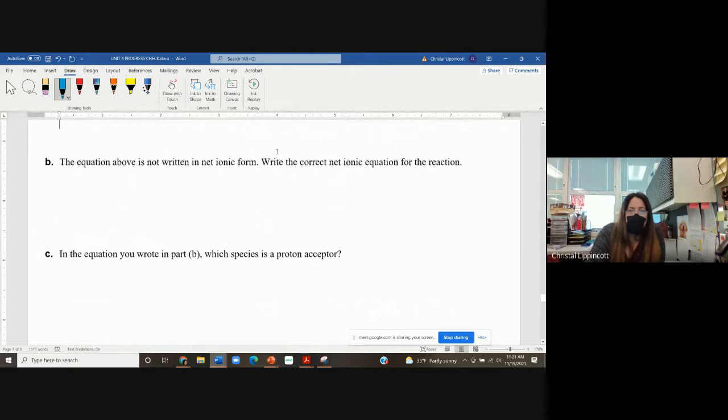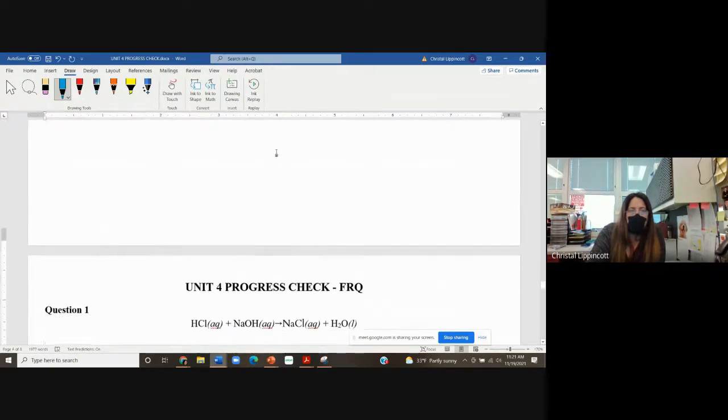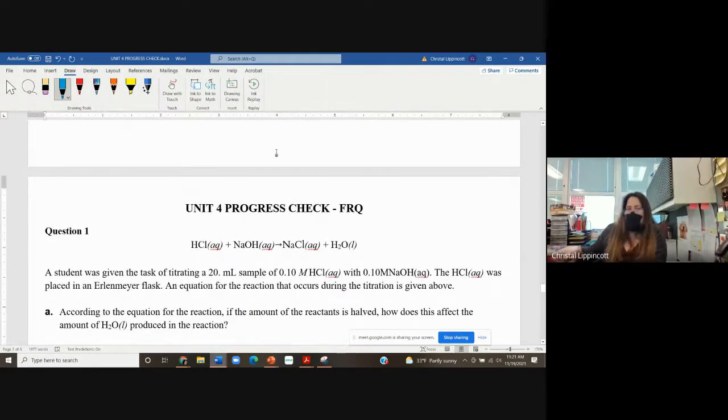Okay, which one's accepting the proton? So here, this is my extra proton for here. So this is my acid, this is my base, this is my base, and this is my acid. So my OH is going to accept this OH and become this guy.